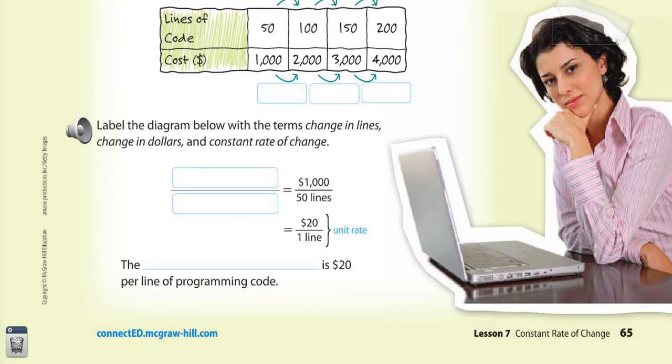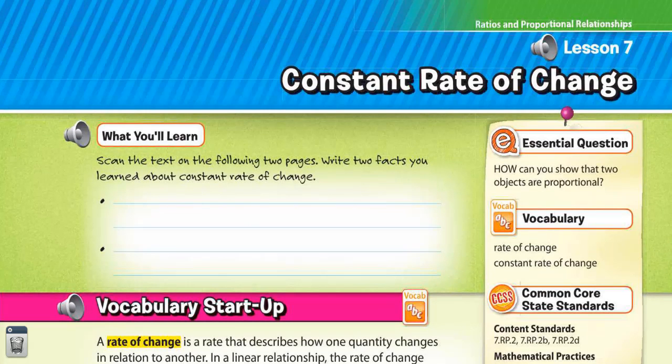So right now you should be in your book on page 65. If you aren't there yet, pause the video, get your book out, be on page 65, ready to look at constant rate of change. So let's go to the vocabulary startup. Let's begin by looking at that.